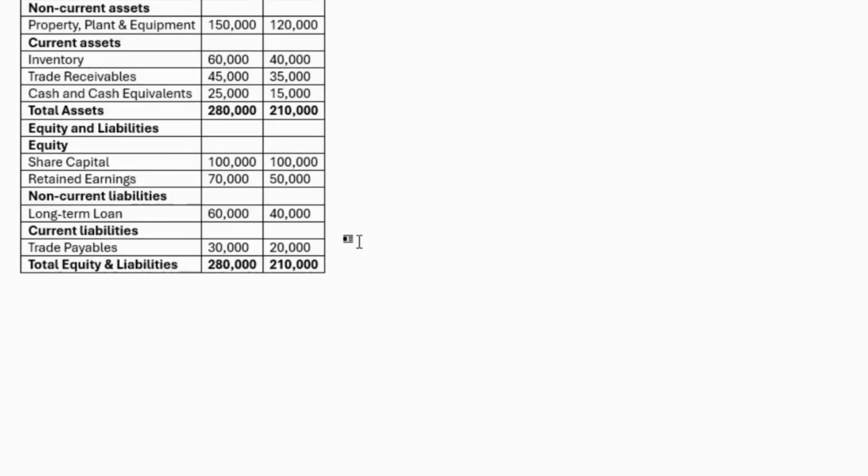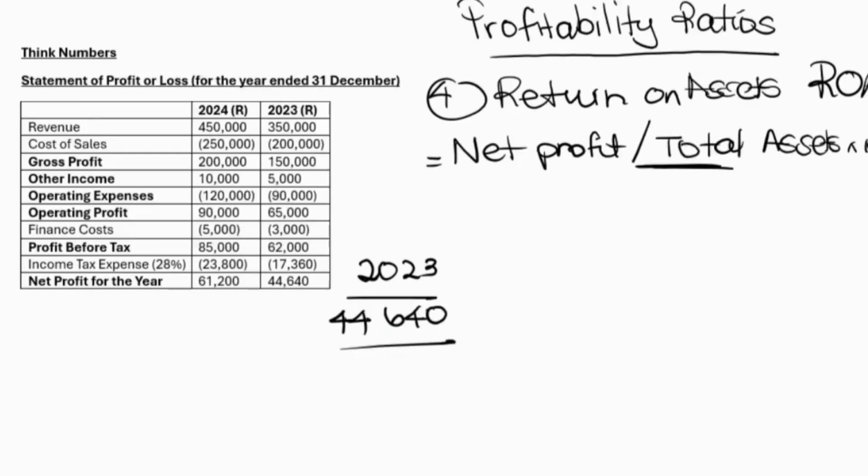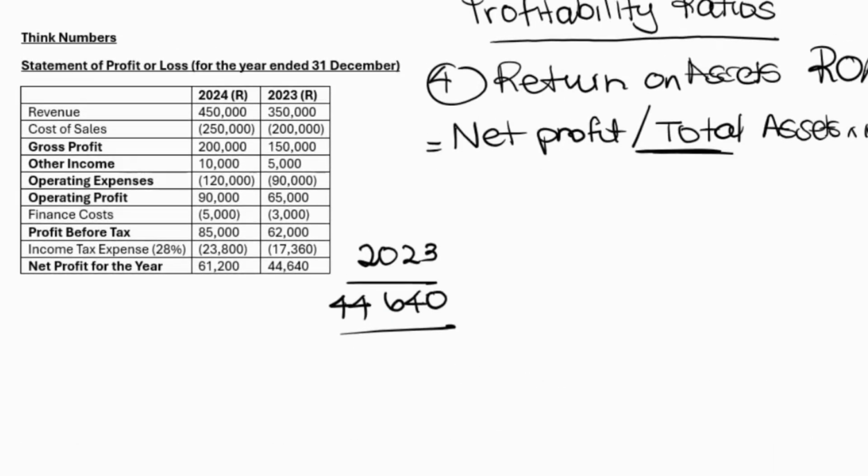Okay. So if we scroll up, we have the statement of financial position as at 31st of December for both of the years, once again, 2023 and 2024. Reminder, we are working on 2023. And as you can see there, my total assets, meaning non-current assets plus all of your current assets, added up to 210,000. So I'll take this back down to my ratio and say net profit divided by my total assets of 210,000, multiply that by 100%.